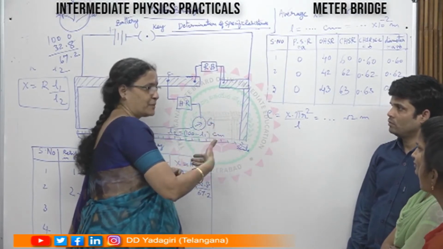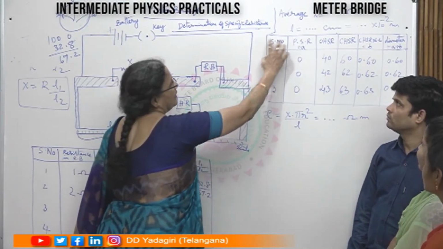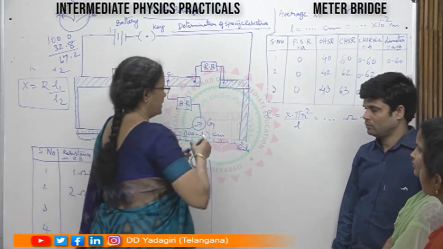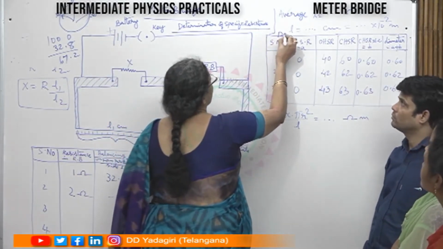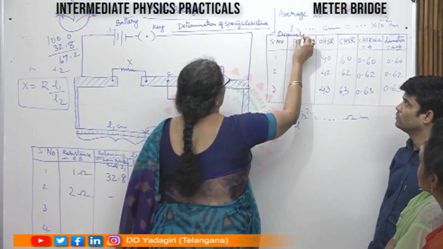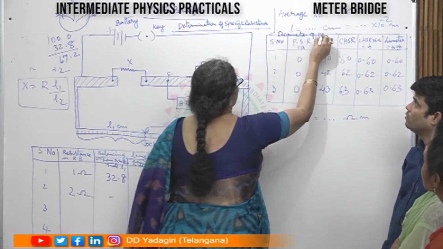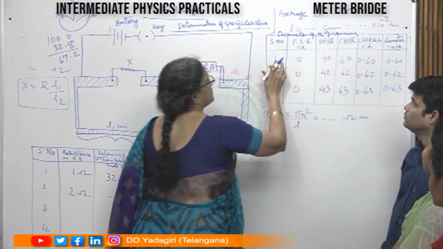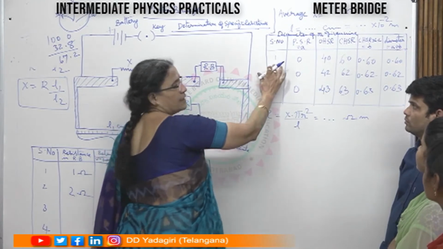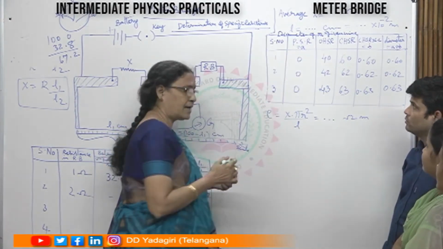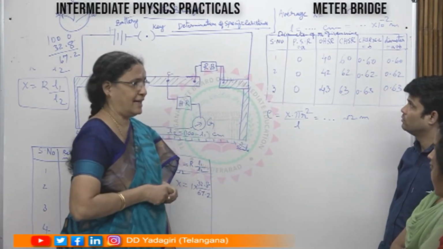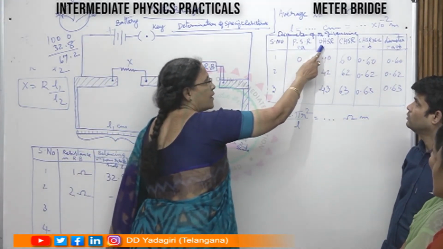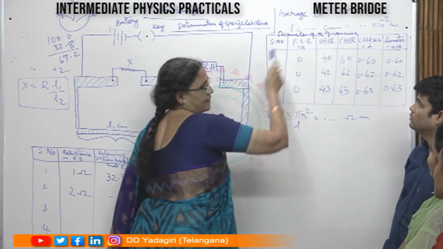Initially, I need to determine the diameter. Above the tabular form, you can write: diameter of the given wire. Okay. So this is the tabular form, serial number. What do you mean by PSR? Pitch scale reading. What is OHSR? Observed head scale reading.